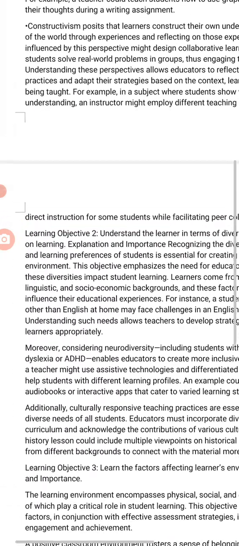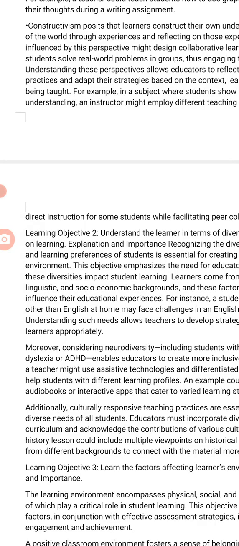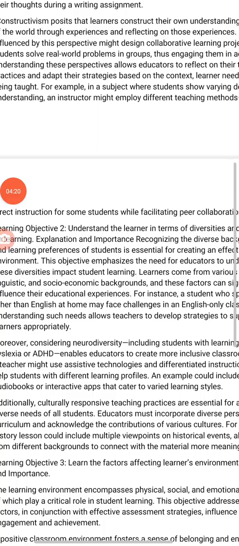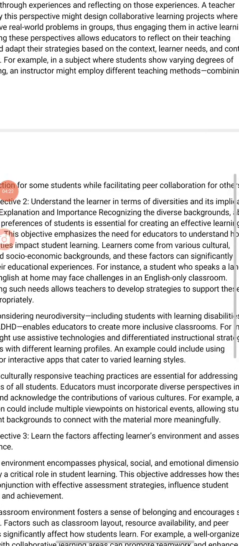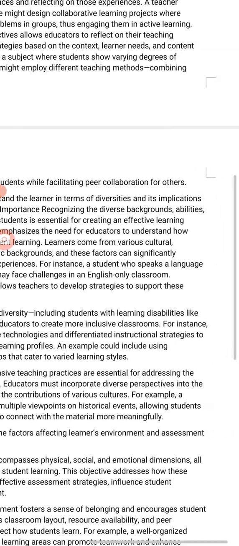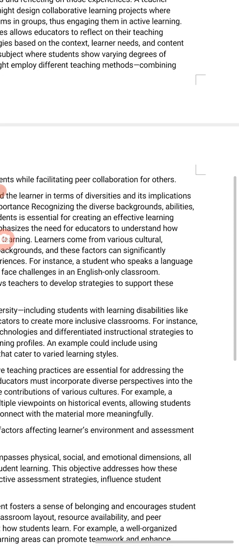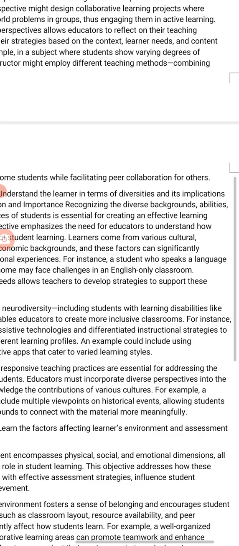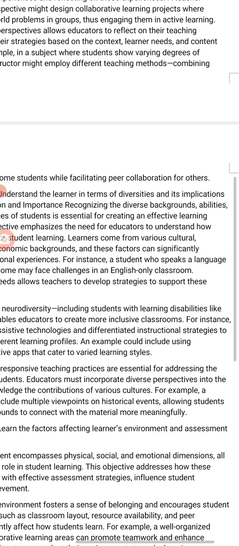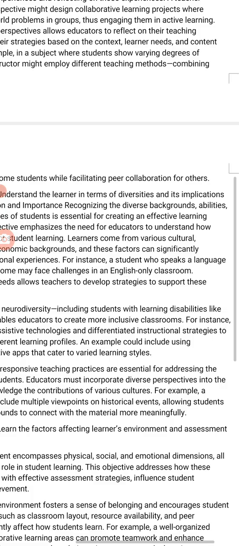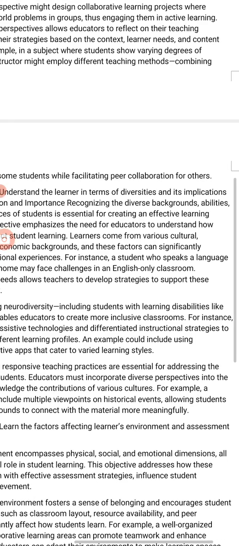All right. So today our deep learning is going to be on learning objective 2, where we are going to look at understanding the learners in terms of diversities and the implications. We are going to look at how learners are diverse and the implications.